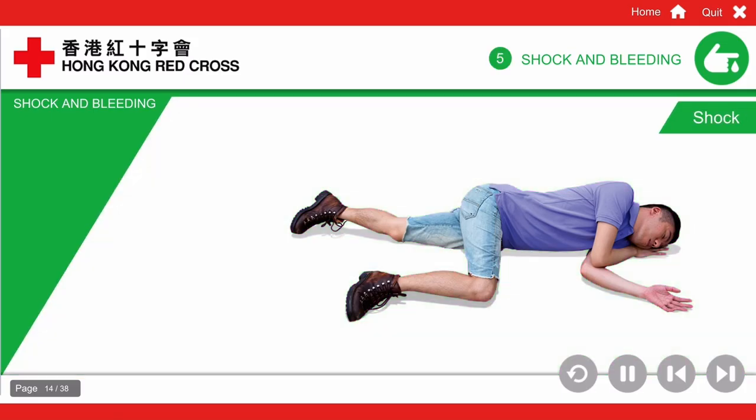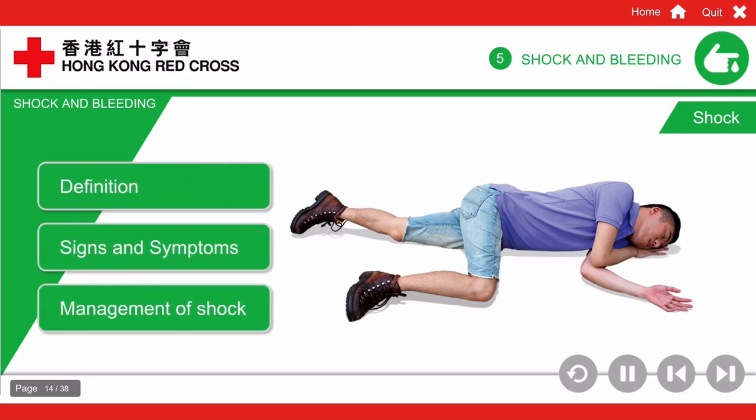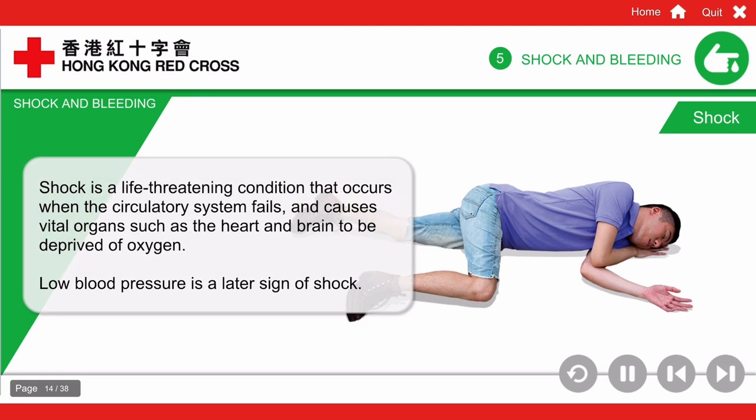After learning about the cardiovascular system, we'll proceed to the definition, signs, and symptoms, as well as the management of shock. How can we tell whether a condition is a shock? Shock is a life-threatening condition that occurs when the circulatory system fails and causes vital organs such as the heart and brain to be deprived of oxygen. Low blood pressure is a later sign of shock.